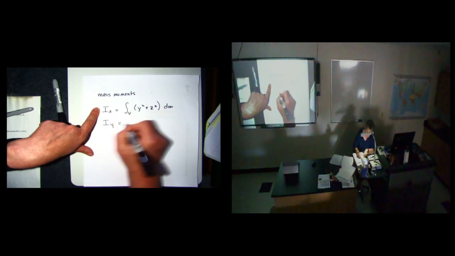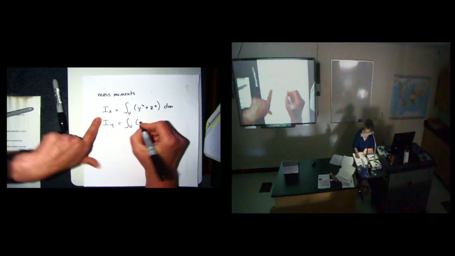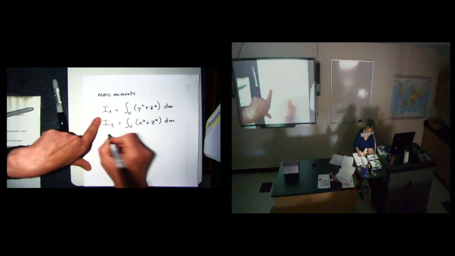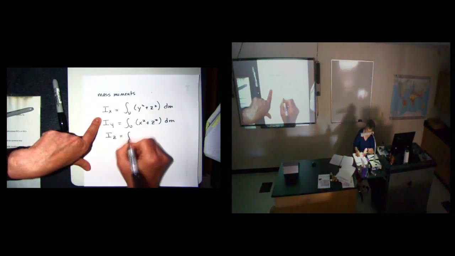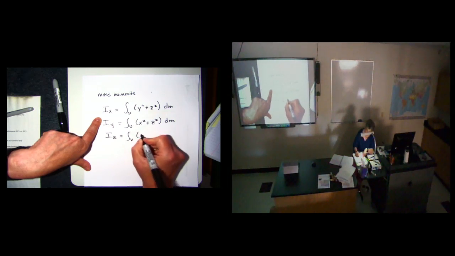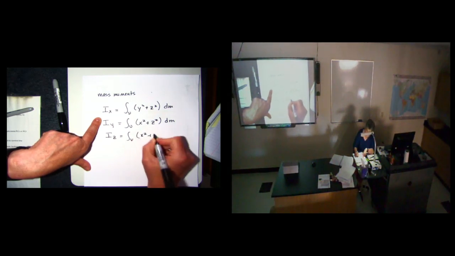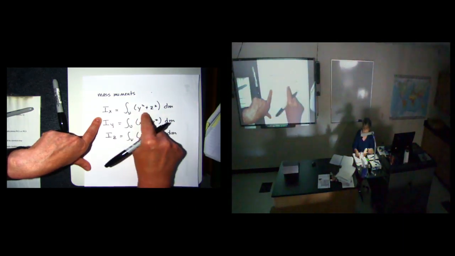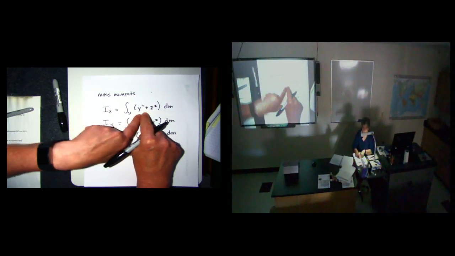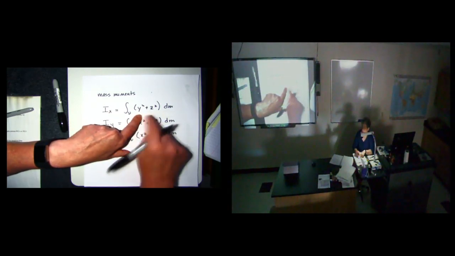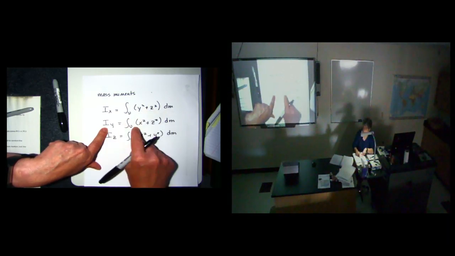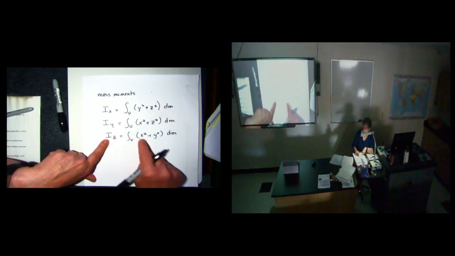And I've got the same for my y, except now it's x squared plus z squared dm. And then I'm looking at about z, and that's going to be my x squared plus y squared dm. So this is just my I, but I'm using it in terms of r. Instead of r squared, I've got to deal with my x and y. If I'm doing y and z, if I'm doing it about y, I've got to use my x and z, and if I'm doing it about z, I've got to use my x and y.